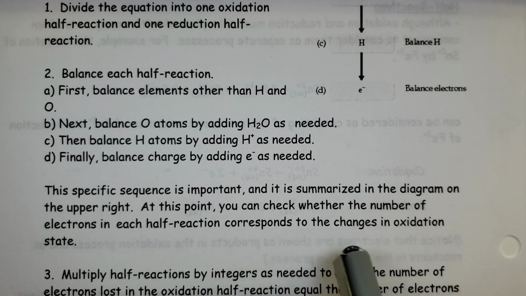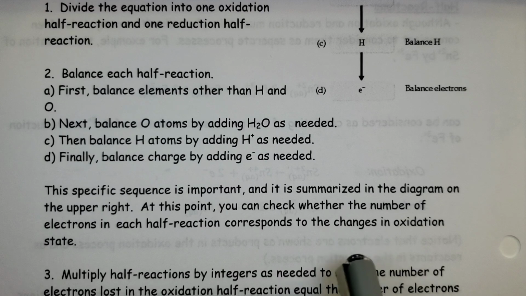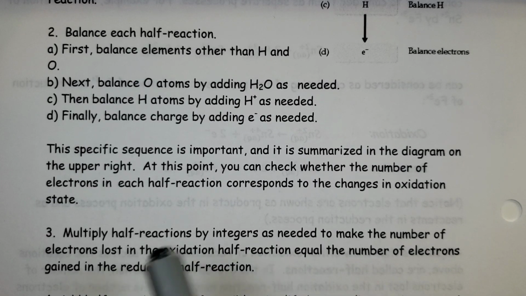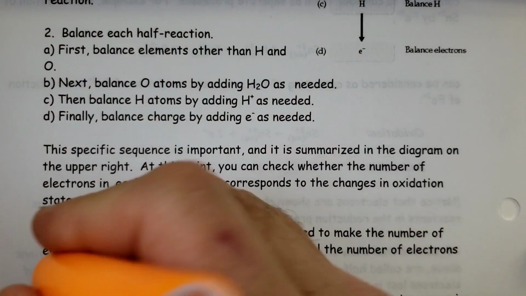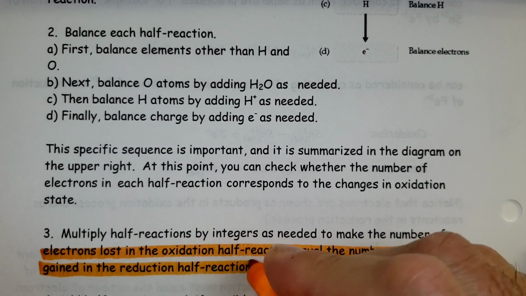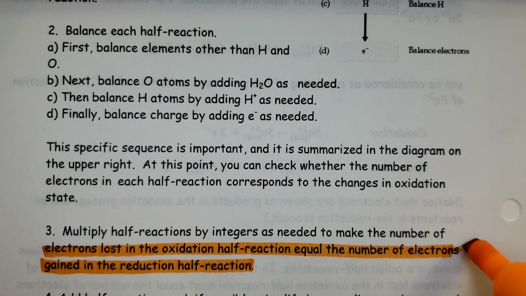At this point, you can check whether the number of electrons in each half reaction corresponds to changes in oxidation state. Then we'll have two reactions, right? One will be oxidized, one will be reduced. Multiply half reactions by integers to make the number of electrons lost equal to the number of electrons gained. So that's a key thing. Multiply to get the oxidation half reaction electrons equal to the electrons in the reduction reaction.